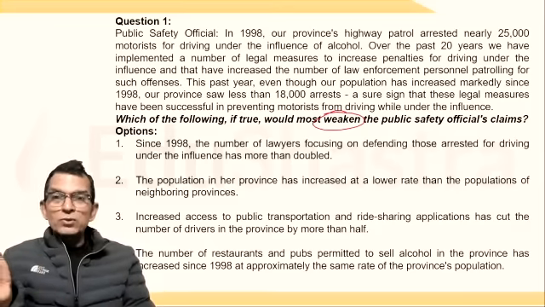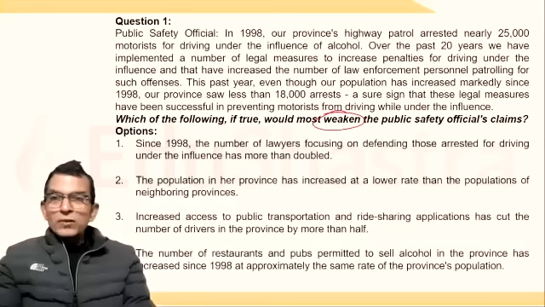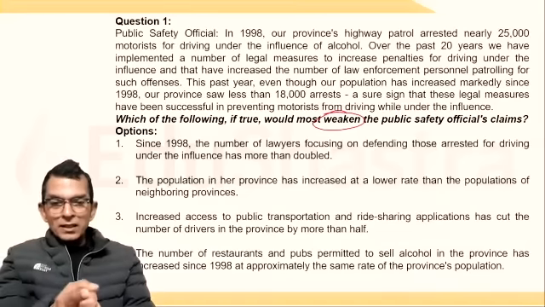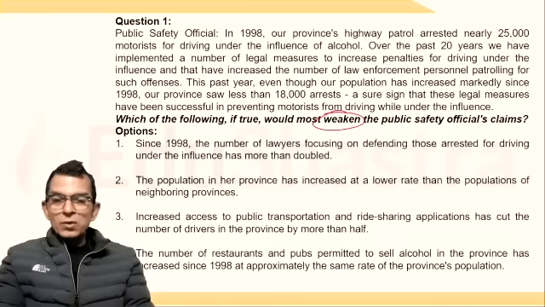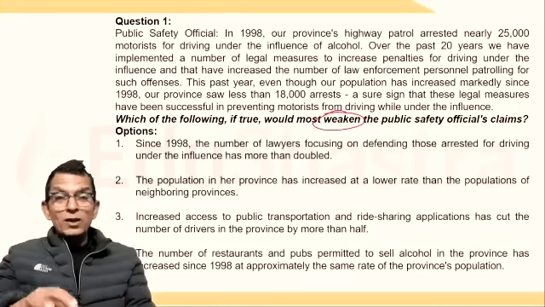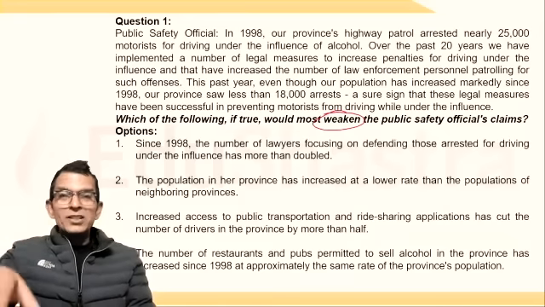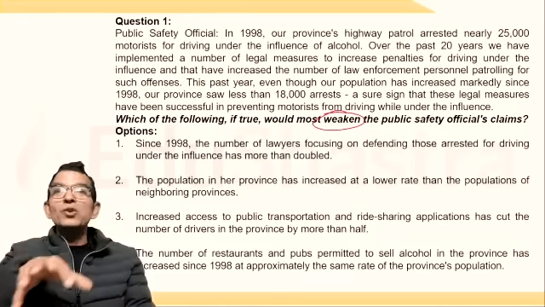If the third were true, then whether I drink more or less, whether pubs are open or not, it is not because of the police that drunken driving has come down. It's because of some other thing. Public transportation, ride-sharing applications, people have started using them more. So we cannot attribute that reduction in drunken driving to policing. Do you get the point?